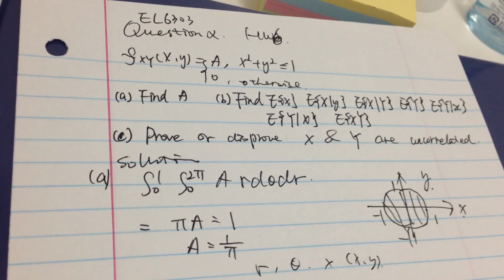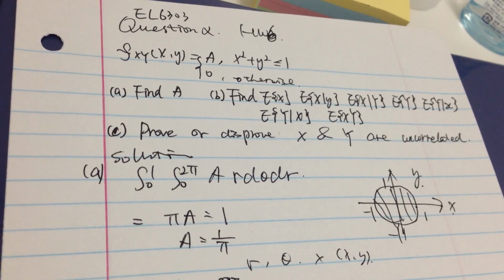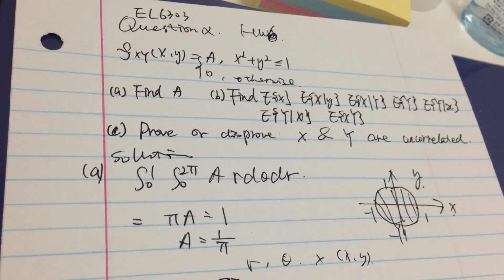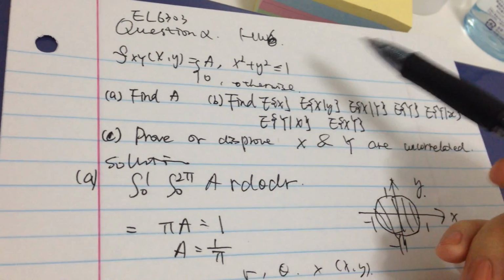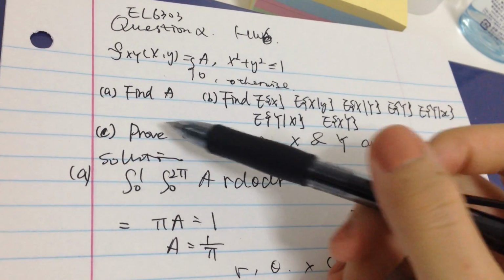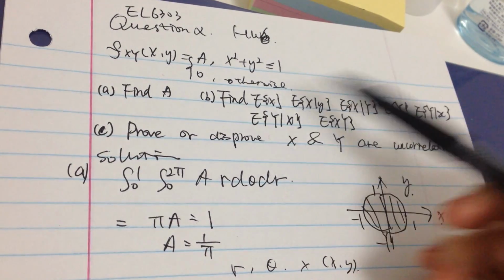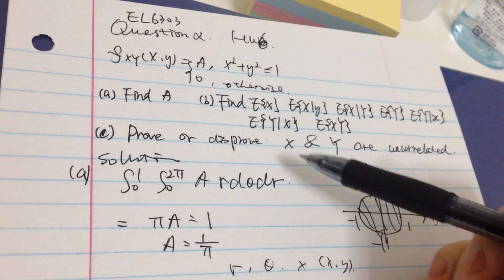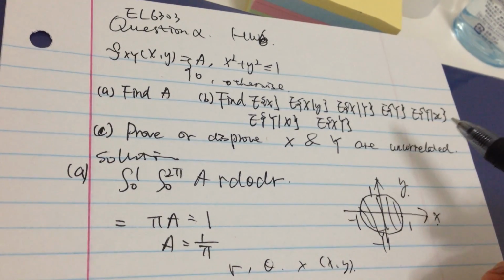I make this video for my class EL6303, and here's the second question in my homework. We already know the joint density function of x and y, so we need to find a and the expectations of this, and prove or disprove whether x and y are correlated.